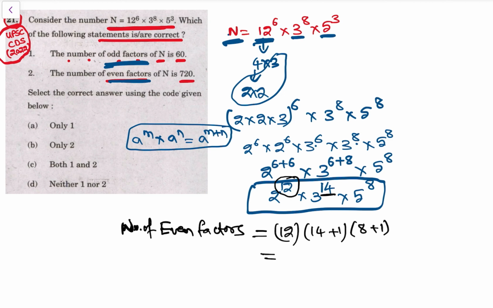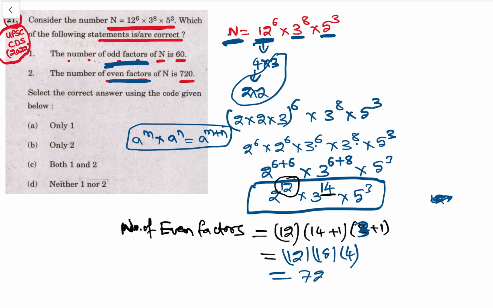Sorry, this is not 5 to the power 8, this is 5 to the power 3. I wrote 8 everywhere by mistake. So it is 5 to the power 3, and here it is 3 plus 1. So that would be 12 into 15 into 4. 15 fours are 60. 60 into 12, that is 720.